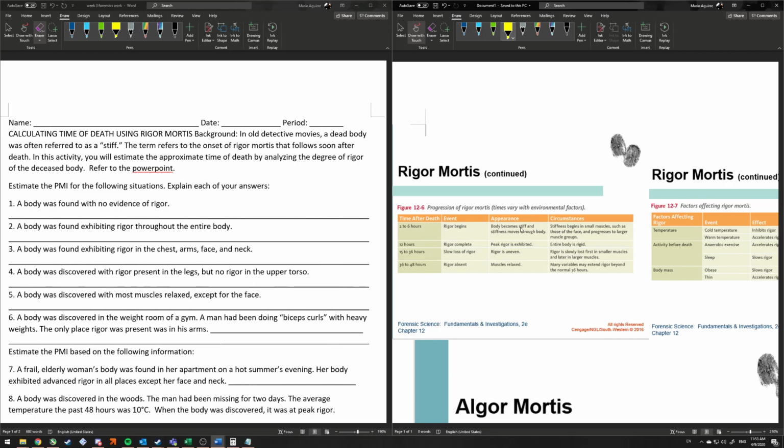Now here's the thing. The stiffness only starts in smaller muscle groups. Most of the time it's usually only in the face, and then the bigger muscle groups like the arms and the legs will start stiffening as time goes on. After 12 hours, peak rigor is exhibited. So the whole body is just stiff. This is when, for people who die holding something in their hand, it's really hard to pry it out of their hand.